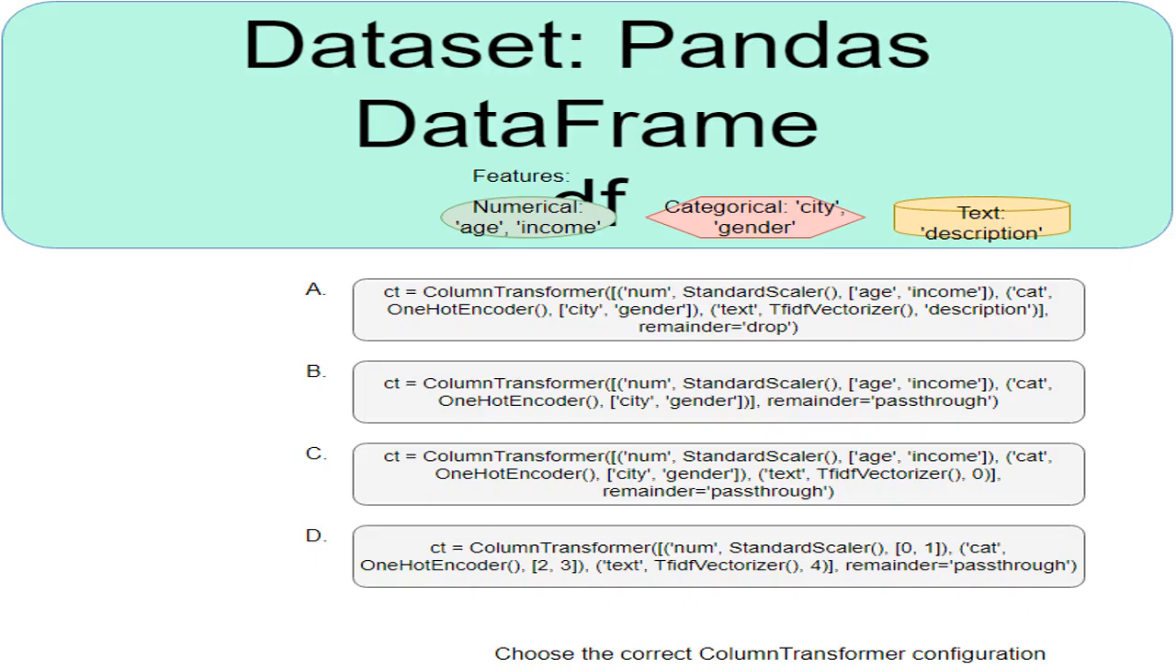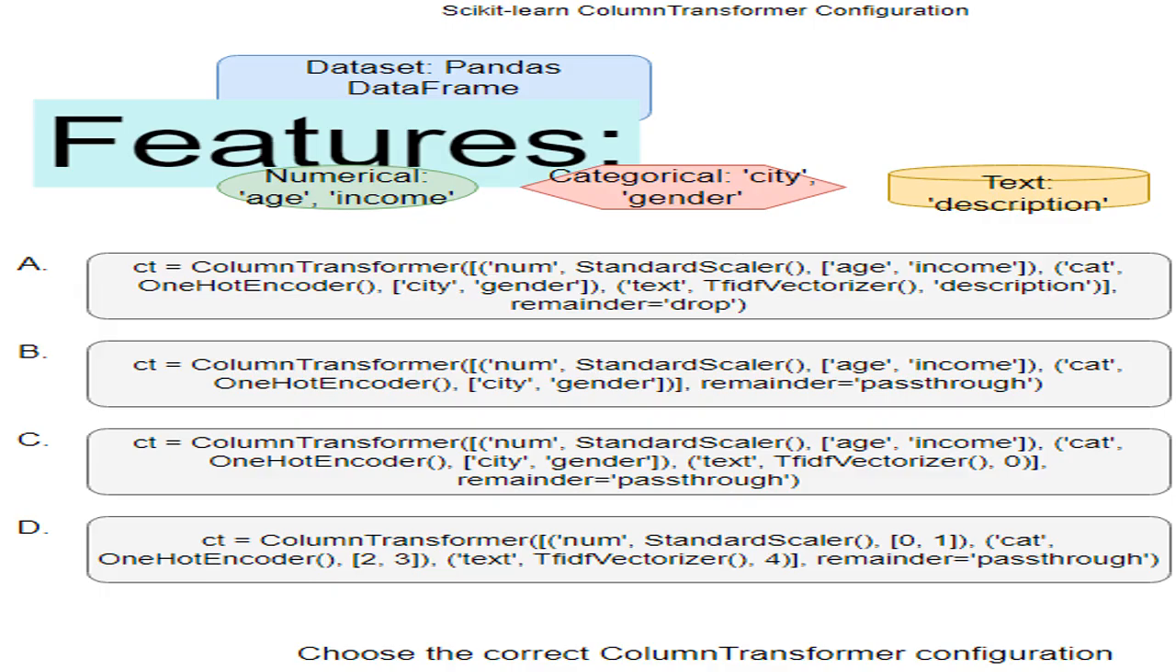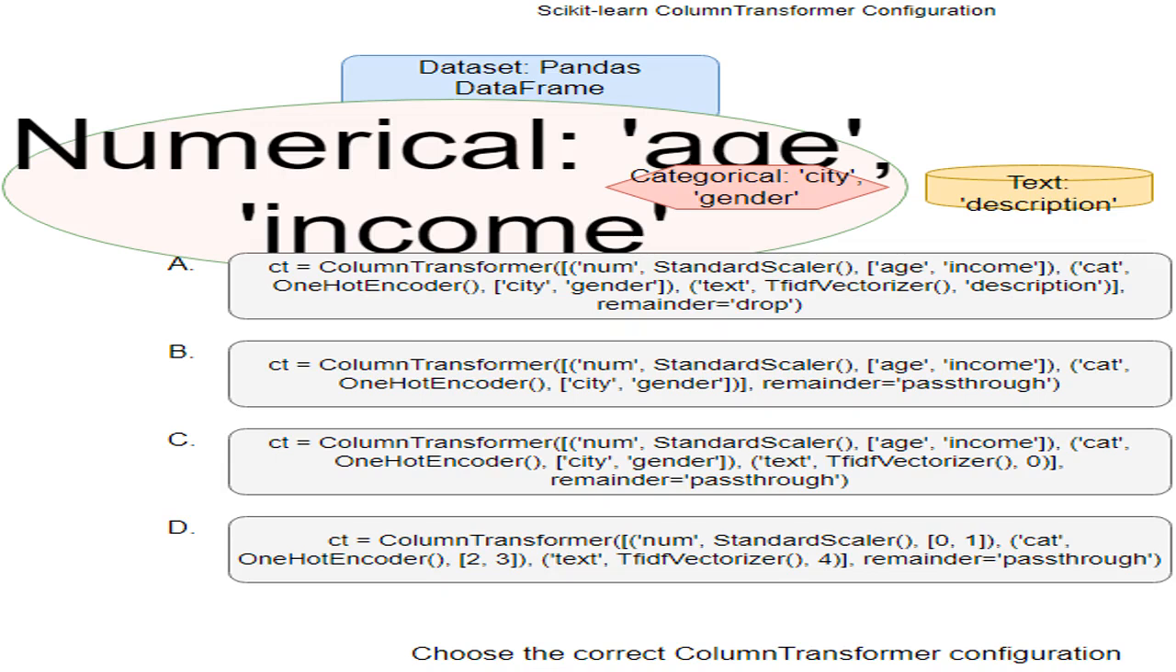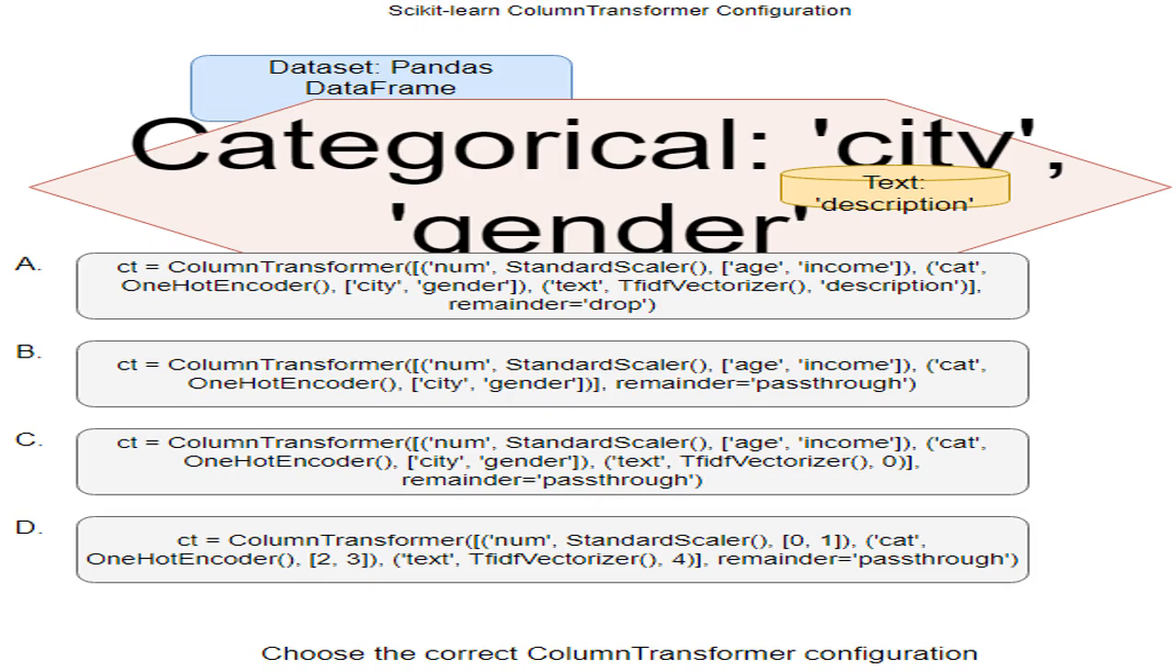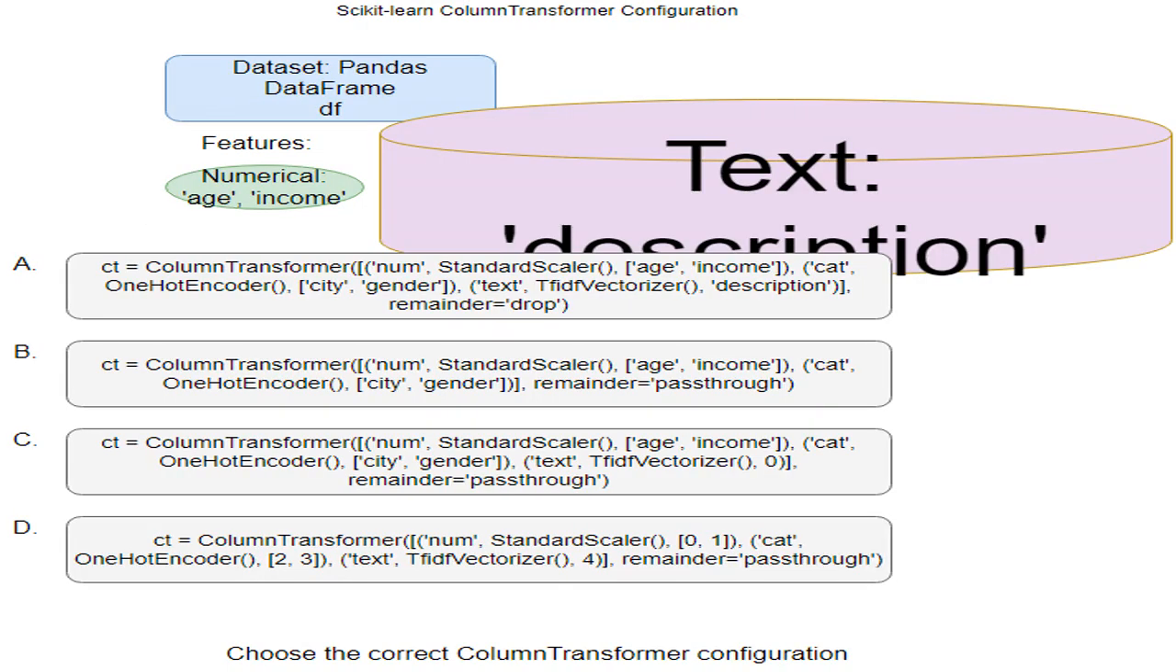I'm working with a dataset stored in a pandas data frame, which I've conveniently named df. Pandas data frames are a common way to organize data in Python. This introduces the different types of features in my dataset. These are my numerical features, meaning they contain numbers that are meaningful for calculations. Specifically, they are age and income. These are categorical features. They represent categories or groups, like the city someone lives in or their gender. This is a text feature. It contains free-form text. Think of this as, for example, a product description in an e-commerce database.